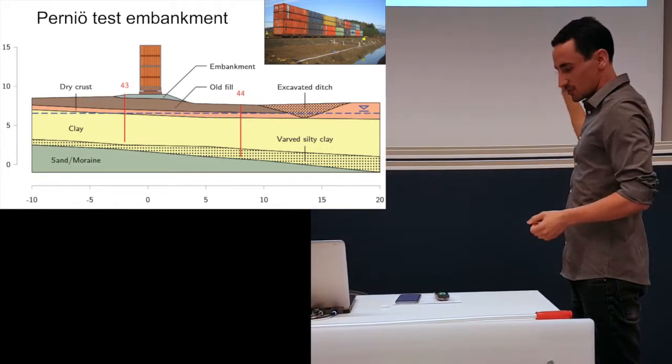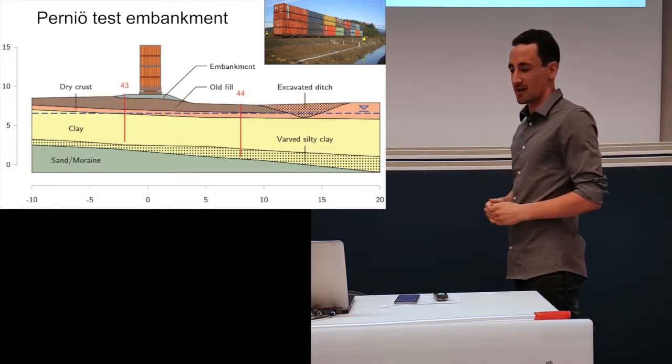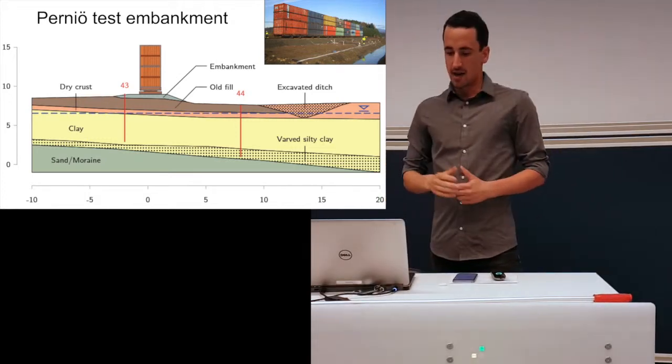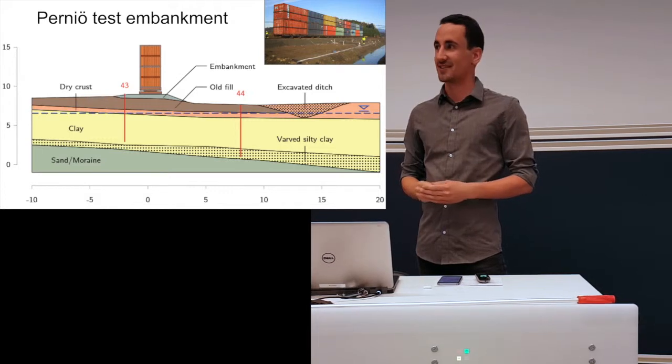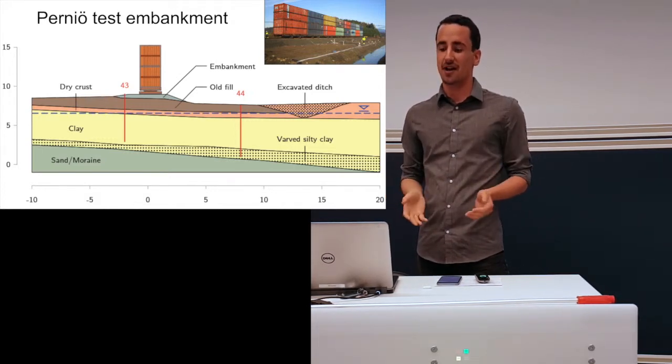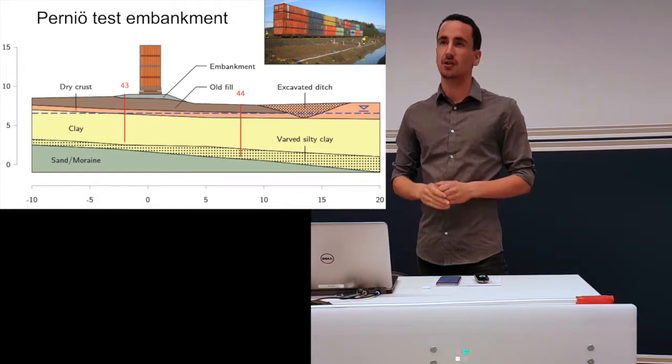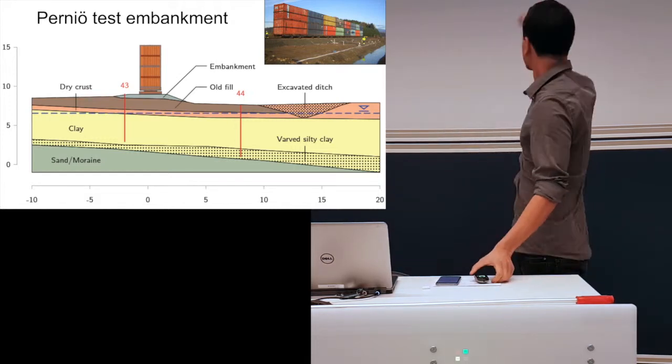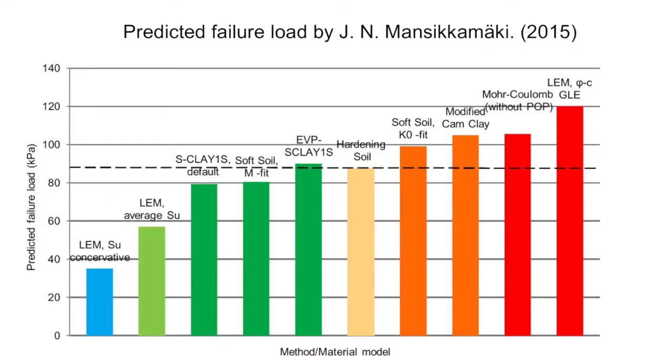Now, in the same cross-section, there was an earlier study by a Finnish scientist, and he wanted to study different soil models and their effects on the failure load of this load embankment up here. And what he did was that he compared all these different models. And you can see the black dashed line is the failure load.